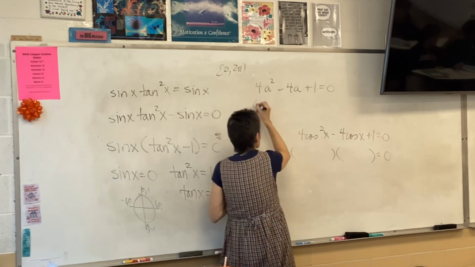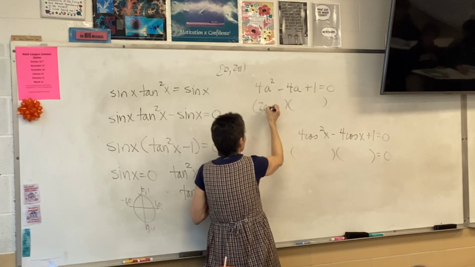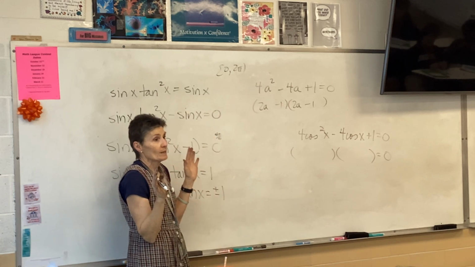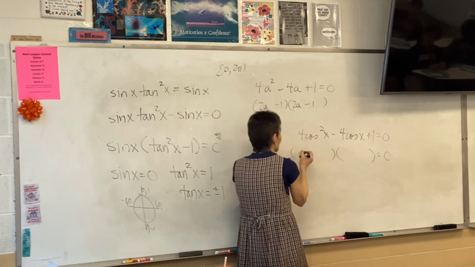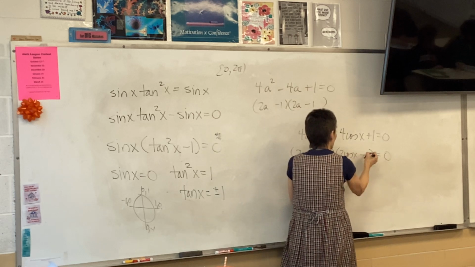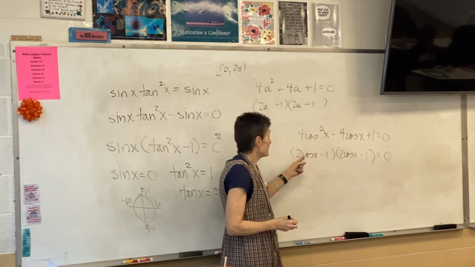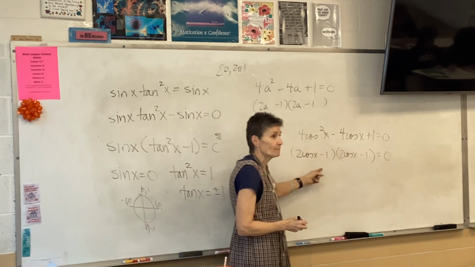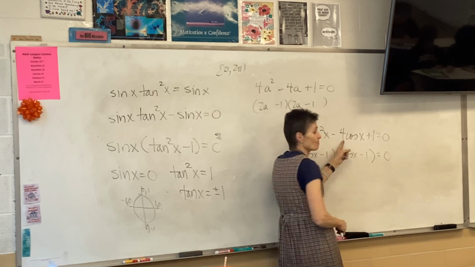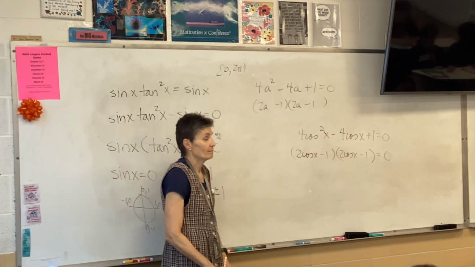So if this had been the problem, let's factor this, pretend we're freshmen. We're factoring 2a minus 1 and 2a minus 1. Isn't that the way that would factor? Yes. So how will this one factor? 2 cosine minus 1, 2 cosine minus 1. When you FOIL that back together, does this give me 4 cosine squared? Minus 2 minus 2 gives me negative 4, and negative 1 times negative 1 gives me 1.